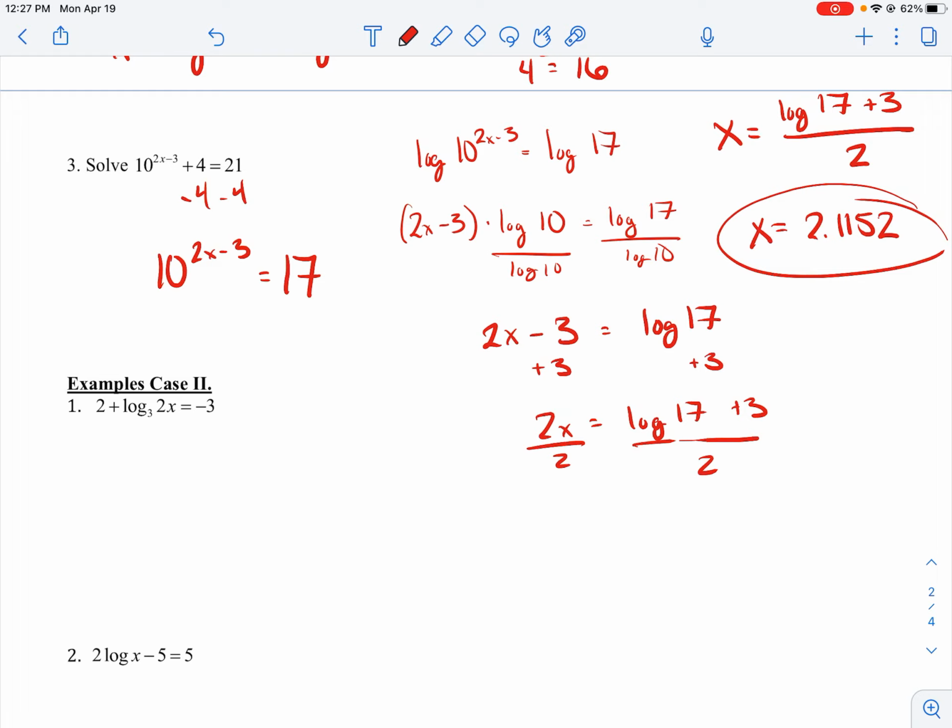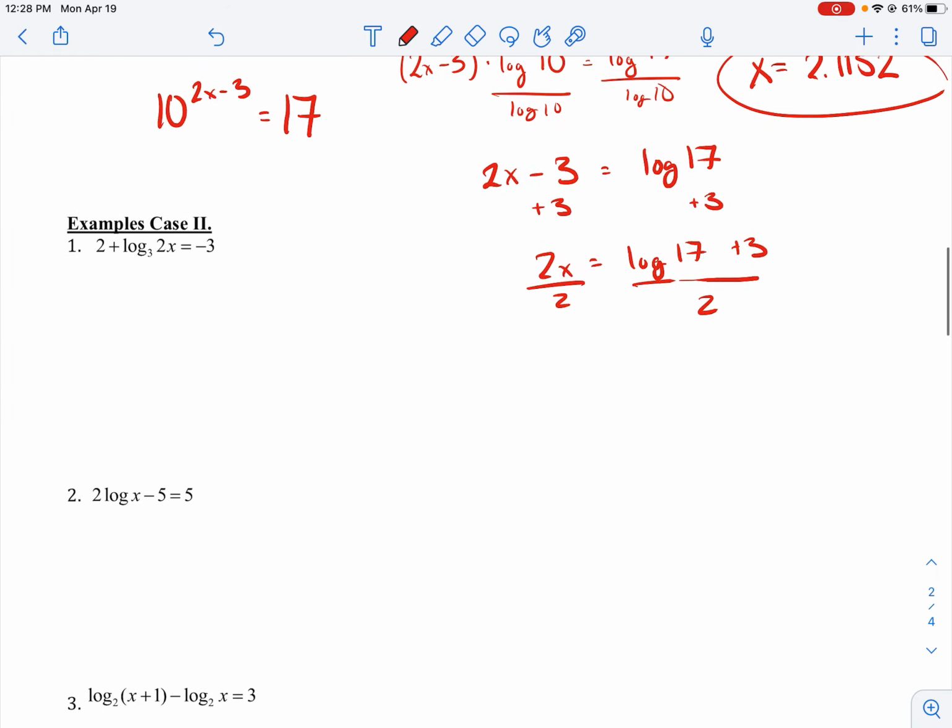Okay? And if you put that in there, we definitely would not get an extraneous root, right? So we're good to go there. All right, because 2 times 2.1152 will give us 4 something, minus 3, we're okay. All right, next one. Okay, case 2.